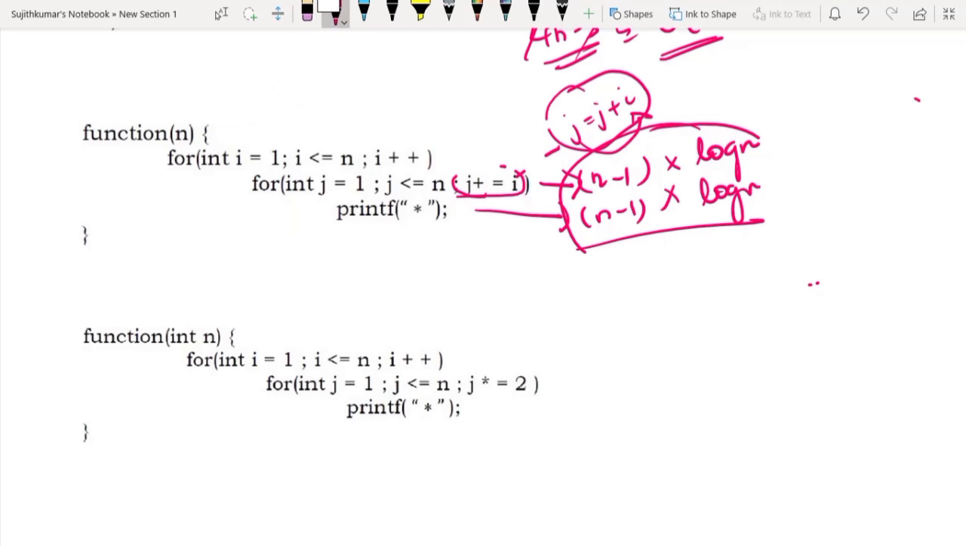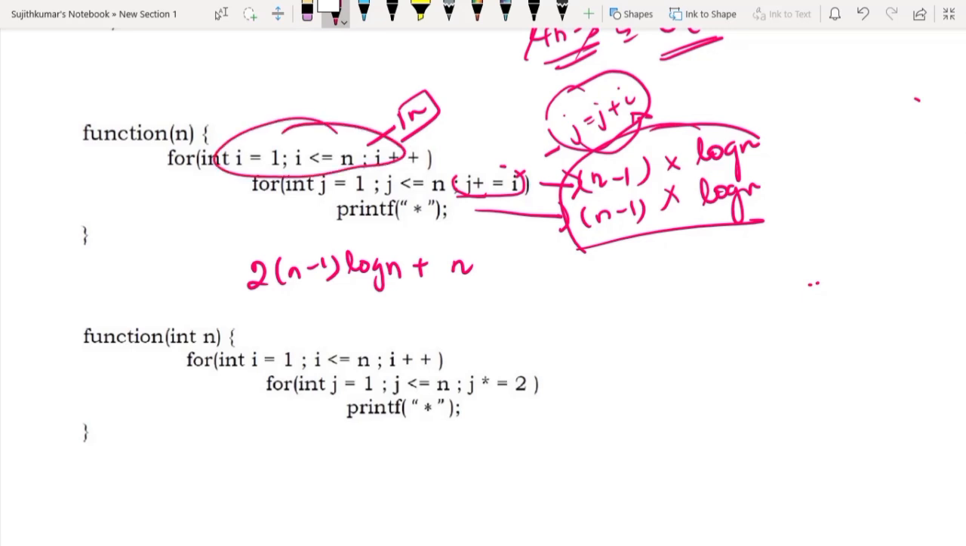Yeah. So this will go for n times, right? So I'll get 2 times n minus 1 log n plus n. That is the total frequency count, right? This is n times, and this is 2 times n minus 1 log n. I am having 2 statements, that's why. Okay. And if I ignore the constants, I'll ignore 2, I'll ignore minus 1. So I'm getting n log n. So I'll have n log n.